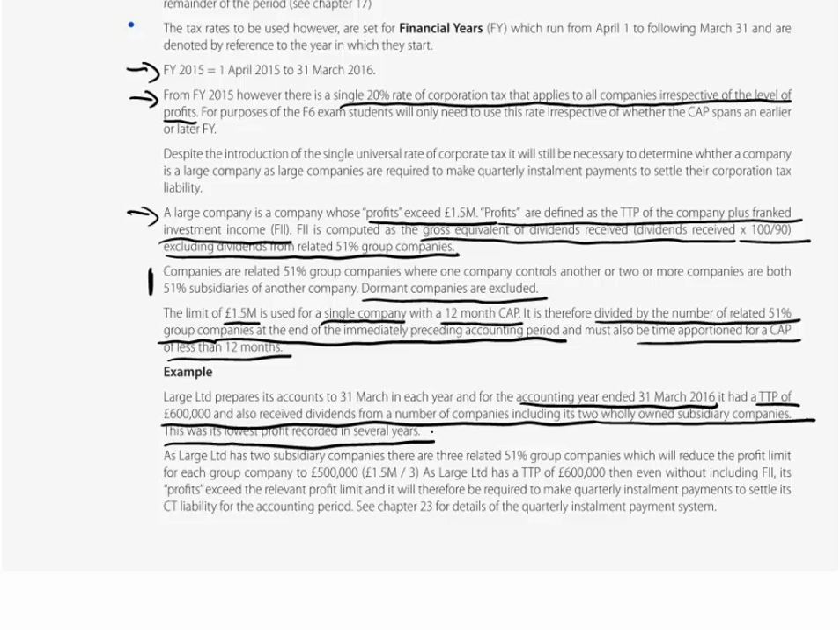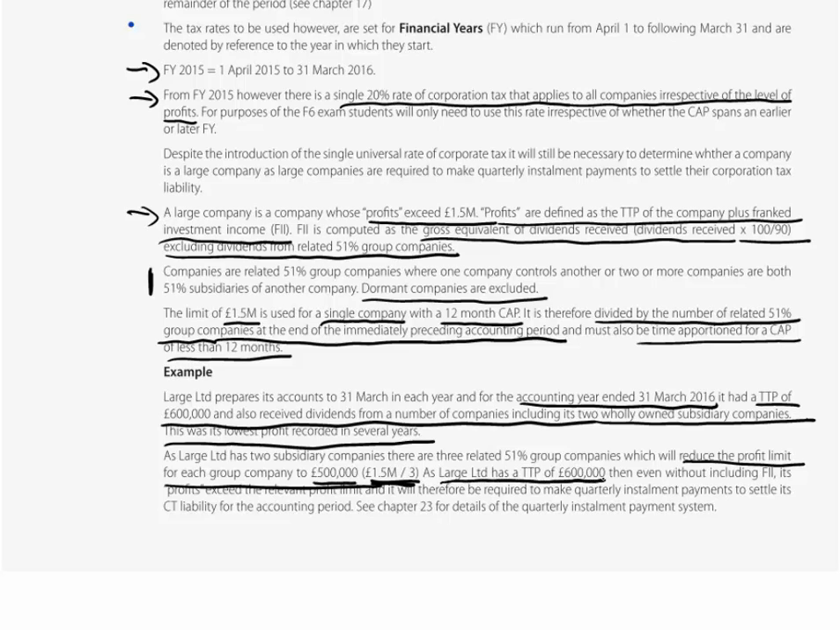So again, profits had been higher than this in previous years, the significance of which we will see in a moment. As Large Limited has 2 subsidiary companies, there are therefore 3 related 51% group companies, the parent company and its 2 51% subs. What will we do with that? Divide the profit limit of 1.5 million by the number of related 51% group companies. That is 3. 1.5 million divided by 3 makes it 500,000.